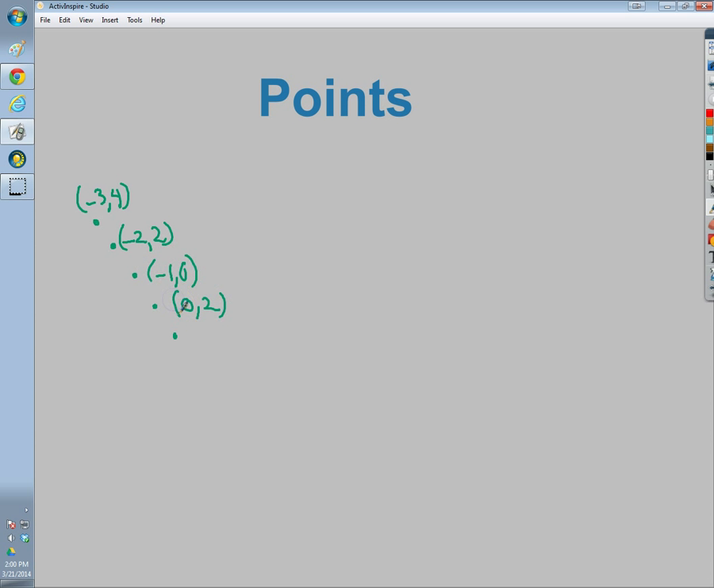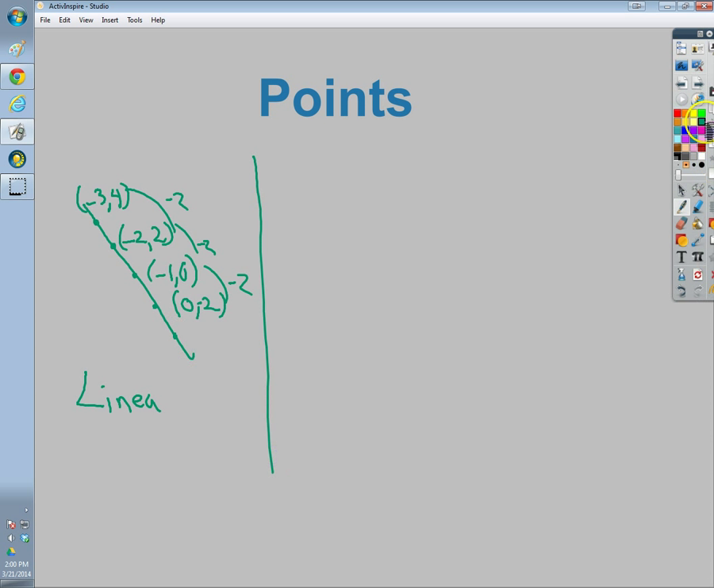What I'm noticing is that I'm going down. I'm going up by 1 every time in the x, but I'm going down by the same amount every time. So this is a linear equation. Plus, if I drew a line, it would go right through the points. I can basically tell that they're linear.